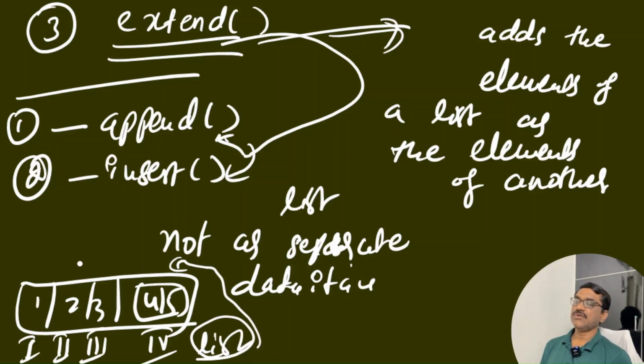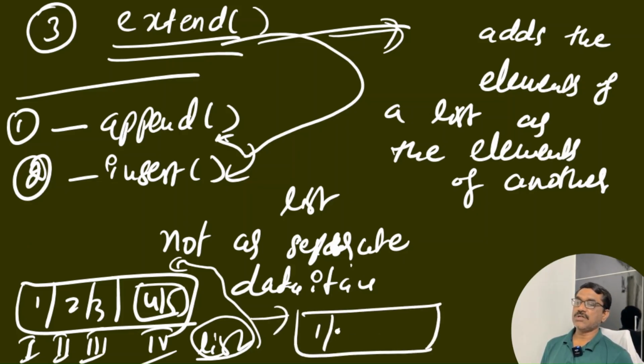But if we use the concept of extend, extend is not going to add this list as a separate data item. Extend is going to add the elements 4, 5 as separate, ordinary elements of the entire list. That means this list is going to have the configuration like this: 1, 2, 3, 4, 5. This is the main use of extend. So let us see an example for this.